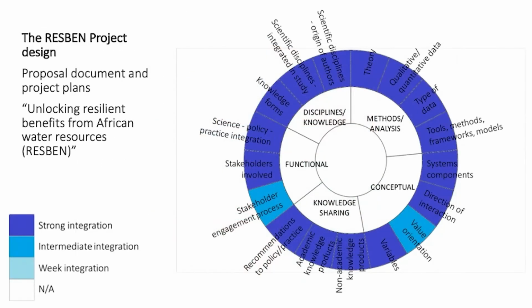So first, in order to get an idea of what the intention was of the work in the different African nodes, we have reviewed the RESPEN proposal, the project plan, and this plan involved quite a strong integration across methods, concept disciplines, knowledge forms, stakeholder engagement, and knowledge sharing. You can see the dark blue as strong integration. Don't ask me about the criteria for scoring this right now. Intermediate integration or weak. You can choose any scale that you feel is important for yours if you want to use this tool.